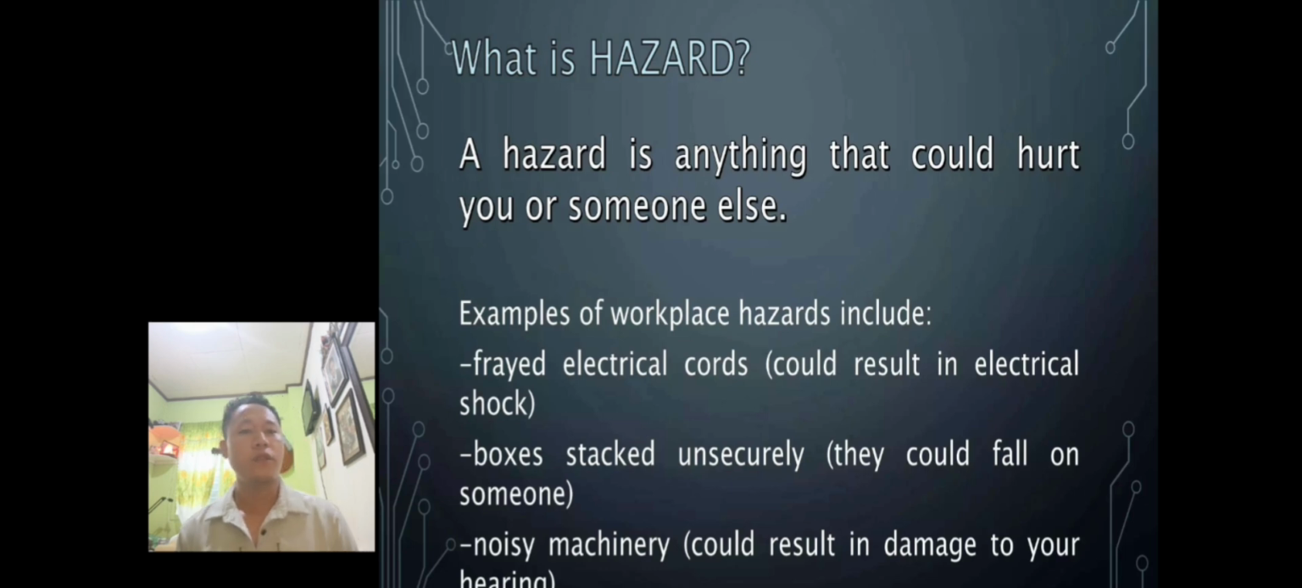An example of this is frayed electrical cords. It could hurt you or result in electric shock, or it might electrocute you. Another example is boxes stacked unsecured. They could fall on someone else, and noisy machineries could result in damage to your hearing. For those individuals who use headphones a lot, please be careful with that. It might jeopardize your hearing.